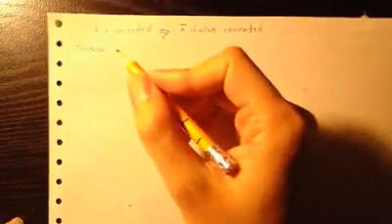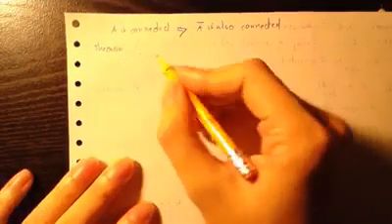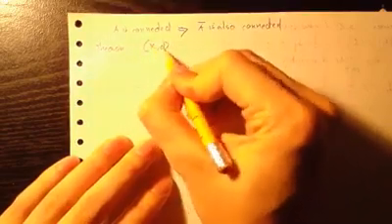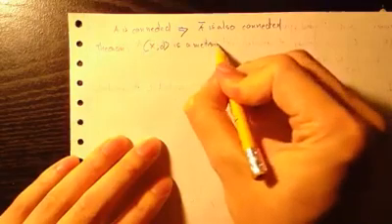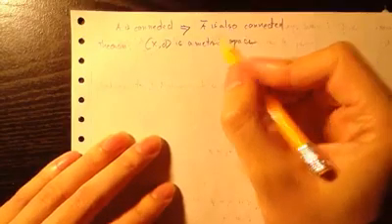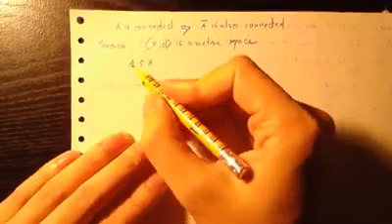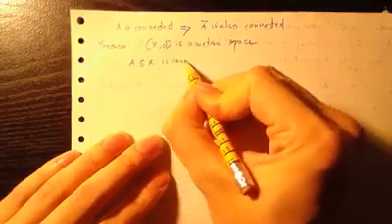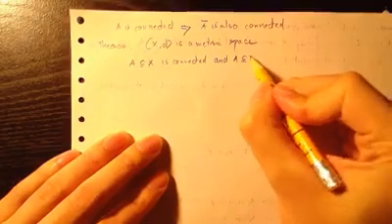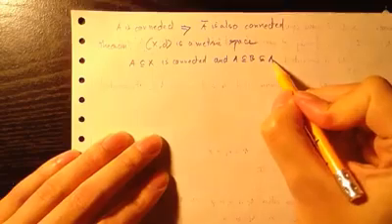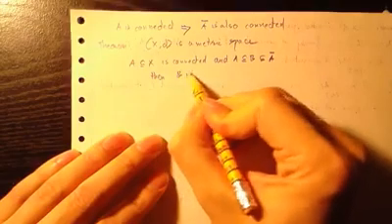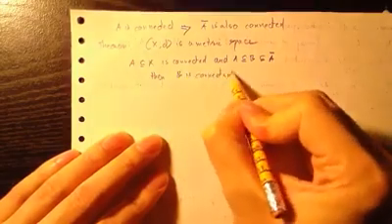Alright, (X, d) is a metric space. A is a subset of X and A is connected, and A is a subset of B is a subset of the closure of A, then B is connected. Proof.